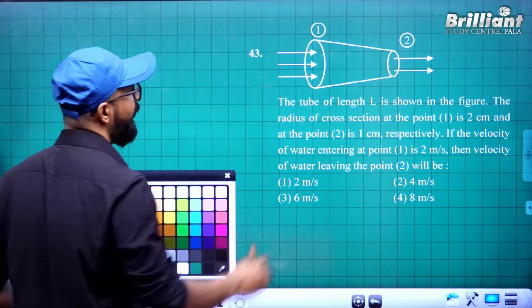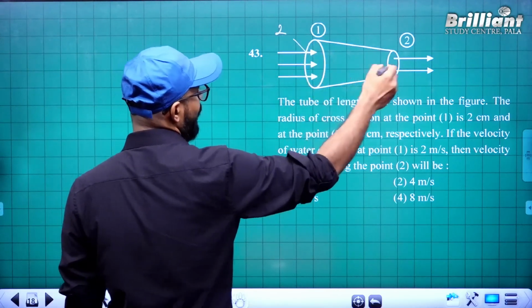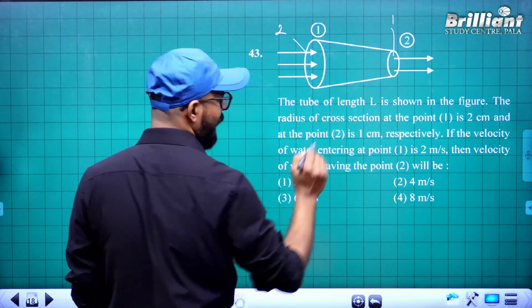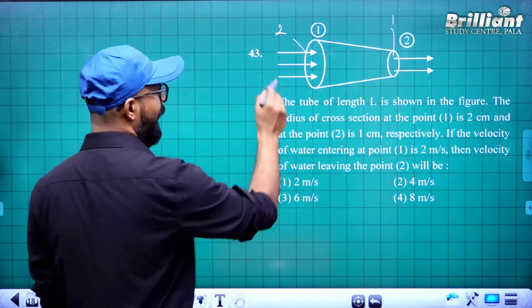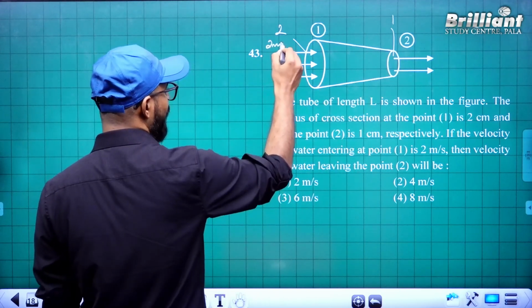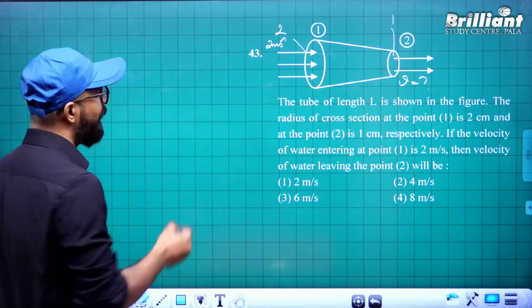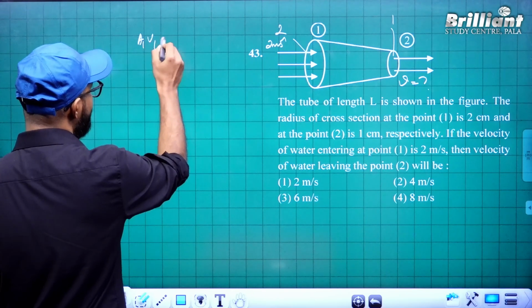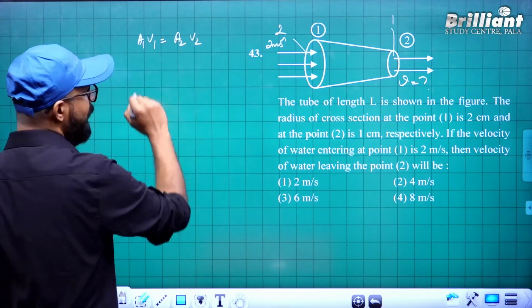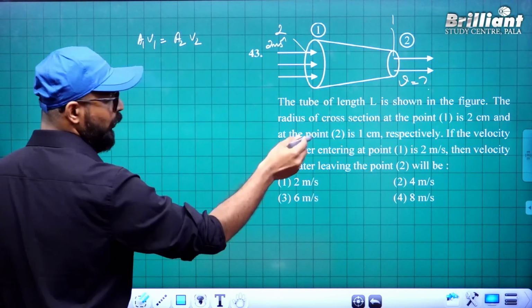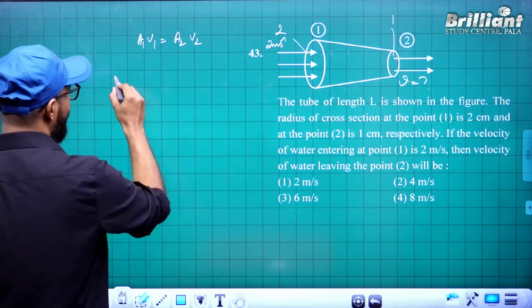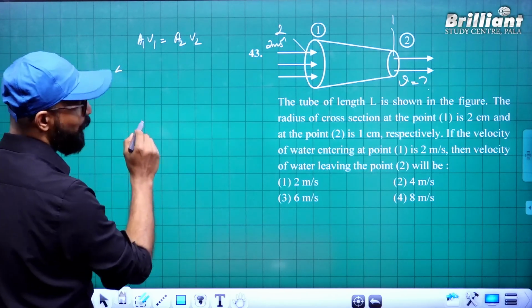They have said that the radius over here is 2 centimeter, radius over here is 1 centimeter, and velocity of the water entering the point 1 is 2 meter per second. They are asking what is the velocity at this point. How do we solve it? We can say A1V1 is equal to A2V2. What is the area of the first part? 2 centimeter square.